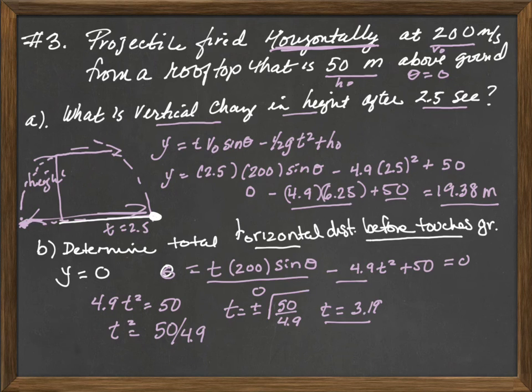Now, we need our x equation, because it asked for the horizontal distance. We just needed the time. So x is equal to 3.19 times v naught, which is 200, times cosine of 0, which everyone knows is 1, right? Oops, just the cosine is 1, not the whole thing. So that would be 3.9 times 200.